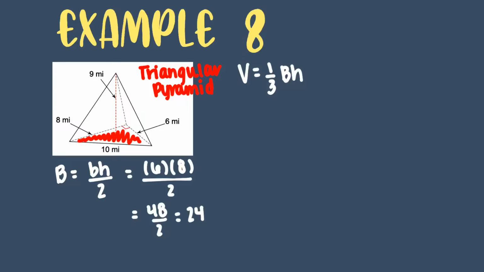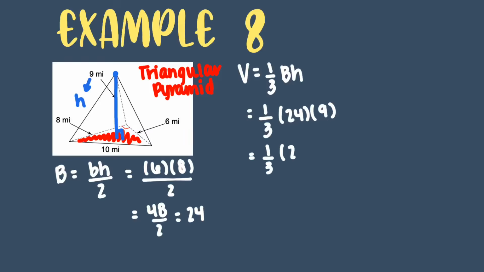Now the last piece of information I need, of course, is the height of the pyramid. So I start at the top, drop down. This does make the right angle. So I know that 9 miles is the height of my pyramid. I can now find the whole volume. So 1/3 times my area of the base, which is 24, times my height of the pyramid, which is 9. 24 times 9 gives me 216. And your final step is to either multiply that by 1/3 or divide by 3. It doesn't matter. They're the same thing. When you do that, you find out that your volume is 72 miles cubed.